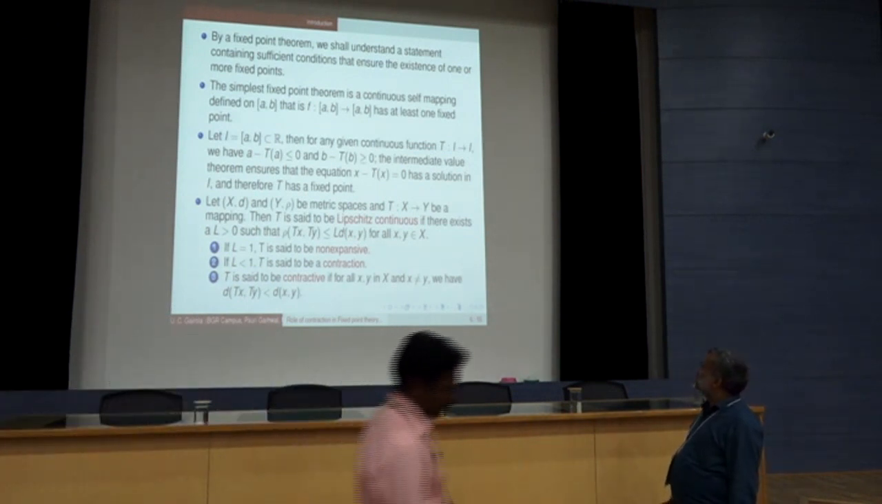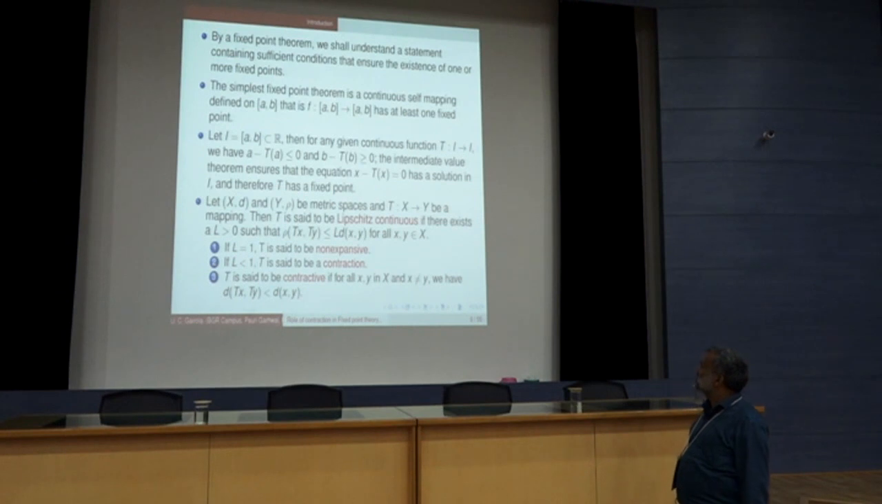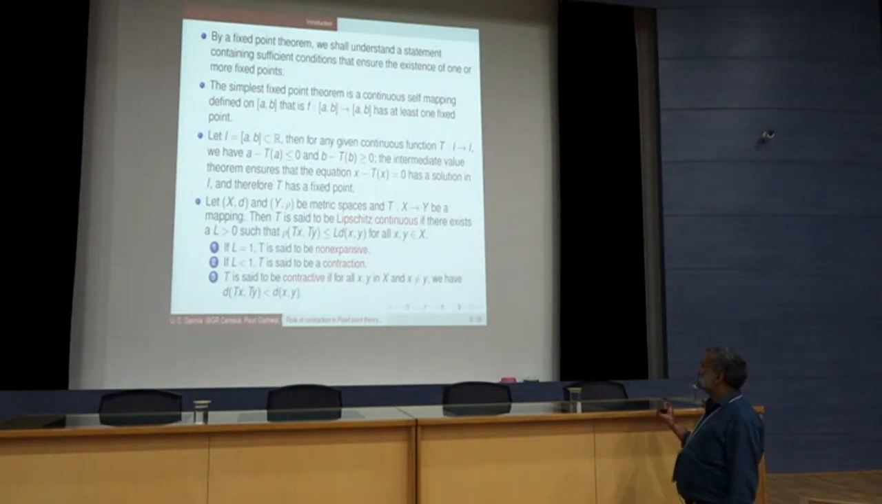Suppose in the second condition this is an interval L, and Ta is less than or equal to 0 and b minus Tb is greater than or equal to 0. Using the intermediate value theorem, x minus Tx equal to 0 has a solution in L, and therefore T has a fixed point. Now, if (X, d) and (Y, rho) are metric spaces and T from X to Y is a mapping, then T is said to be Lipschitz continuous if there exists an L greater than 0 such that rho(Tx, Ty) is less than or equal to L d(x, y) for all x, y belonging to X.